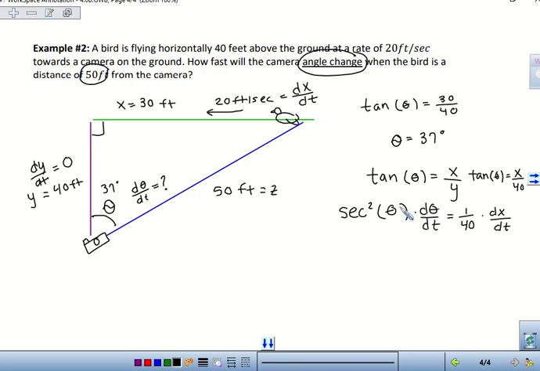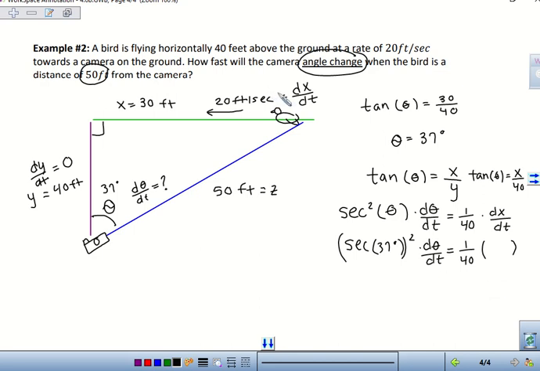Now we know what theta is, correct? So we can plug it in. So this is like secant of 37 degrees squared times d theta/dt, which we don't know. But we do know what dx/dt is, which is what? What's dx/dt? It is 20.